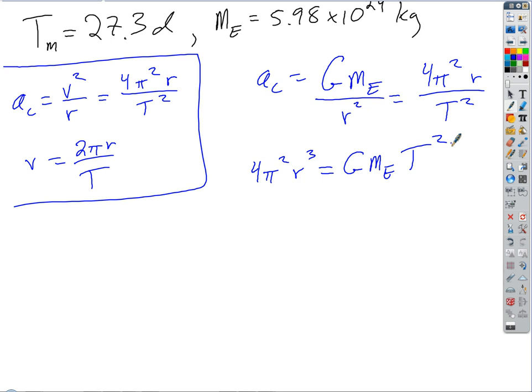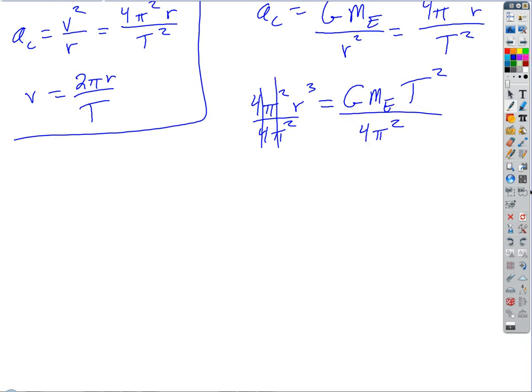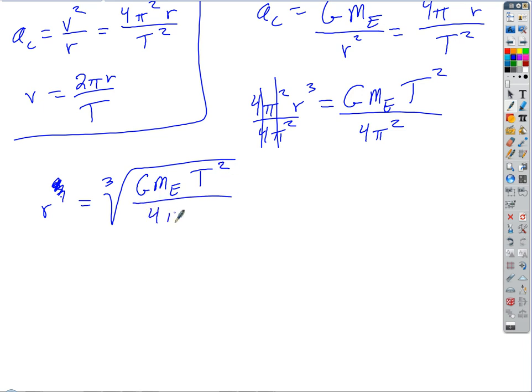We're going to divide by 4 pi squared, because we just want to isolate r. So those go away, and then we end up with r cubed equals that whole thing. So r must be the cube root of all that stuff, right? Did you try that cross out? Well, that didn't work very well. Okay, now it's crossed out. t squared over 4 pi squared.